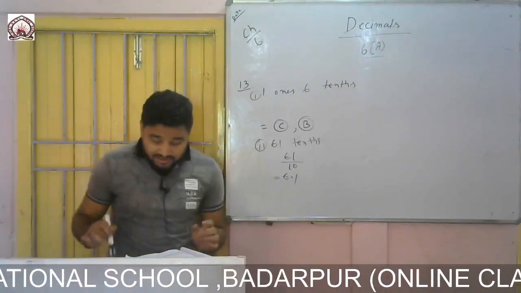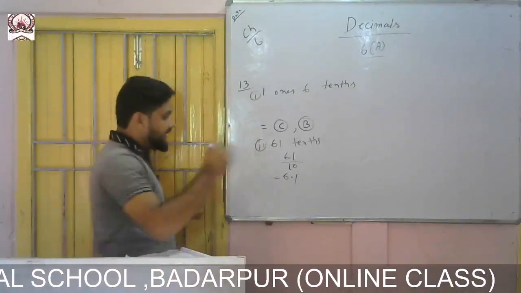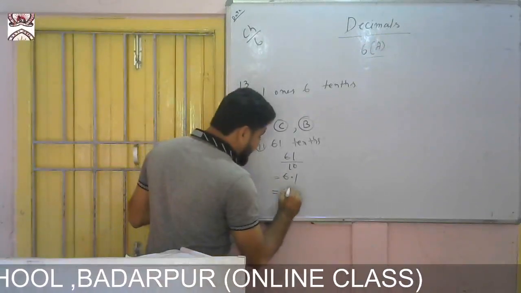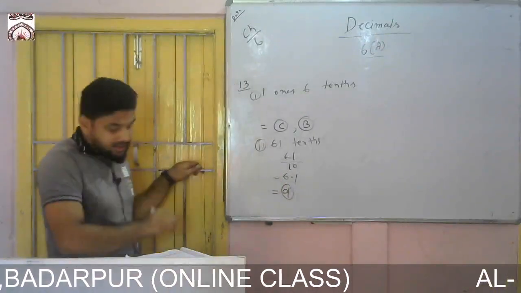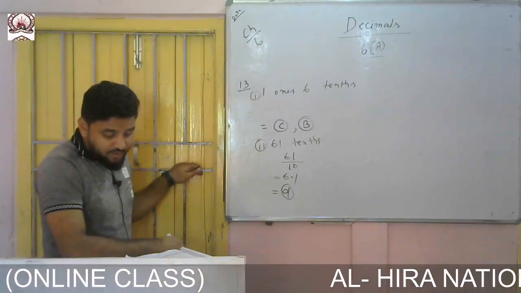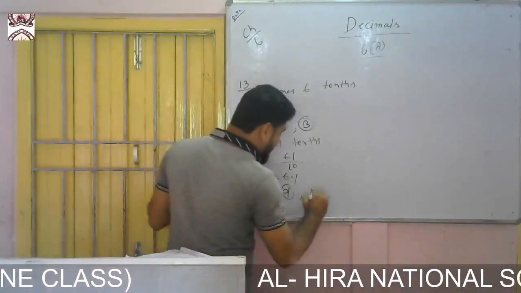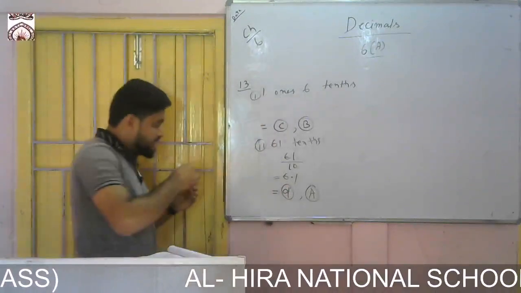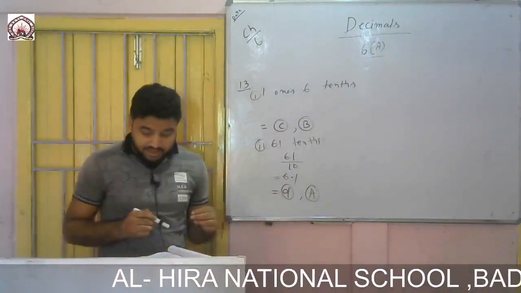So 6.1 is there in which column? In D. So 6.1 is in column D, and in column C, it is in A. Okay. Now come to question number 3.